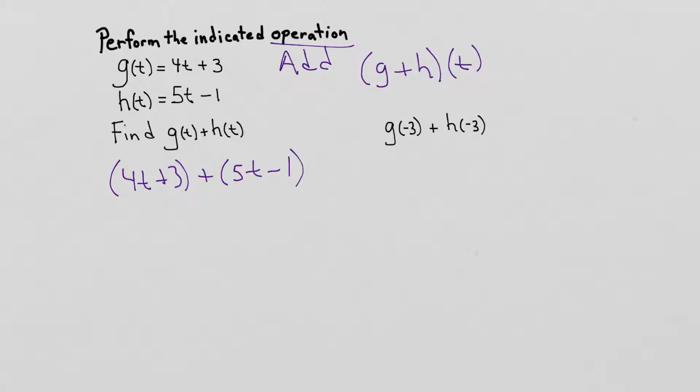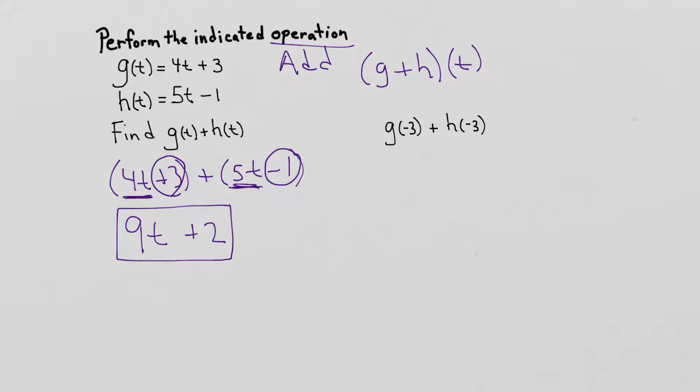At this point, we just have to combine like terms. Since 4t and 5t are like terms, we can combine those by adding 4 plus 5, the coefficients, to make 9t. Then we have the constant terms, plus 3 and negative 1. When you add those constant terms together, you get a positive 2. This is your answer when adding g of t plus h of t.